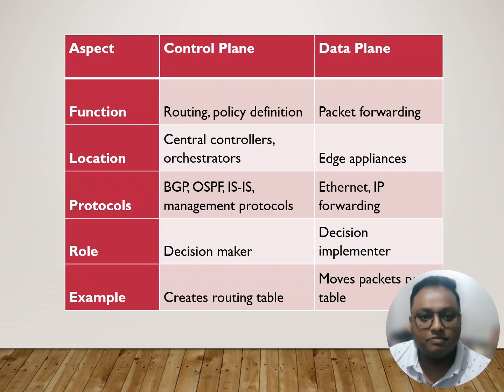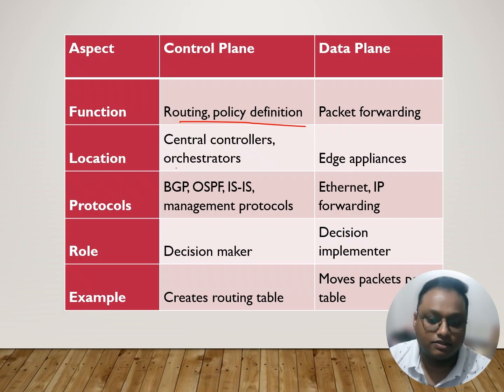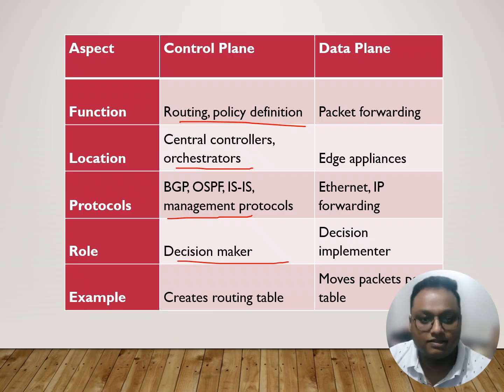On this slide, I have mainly mentioned the same points which we discussed on the last slide. The control plane's main function is making the routing policies and making the decisions on traffic flow. It is located on the central controller or the orchestrator. The protocols it works with could be BGP, OSPF, ISIS. The main role is decision maker: it decides what the data plane needs to follow, and an example is routing table creation.